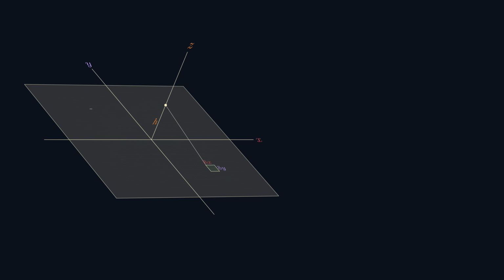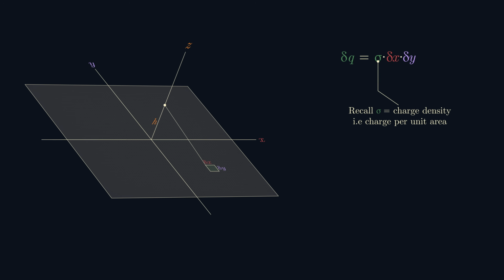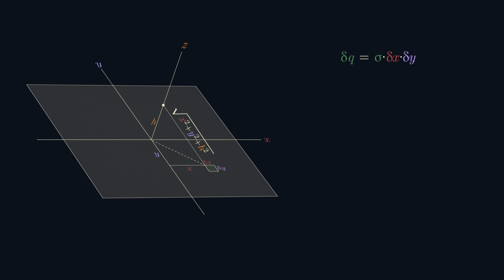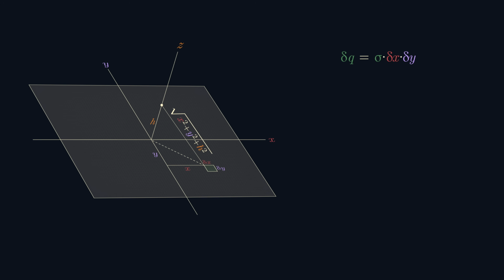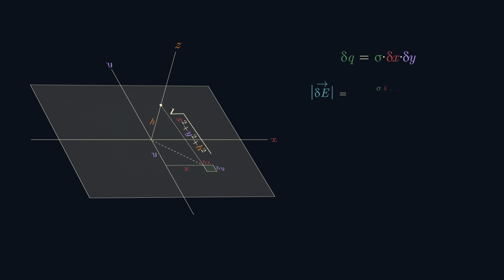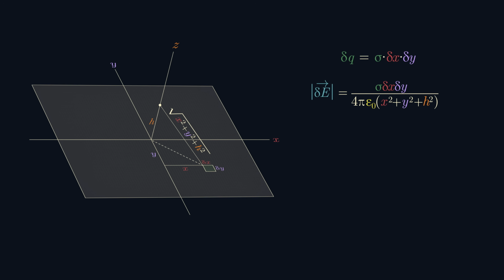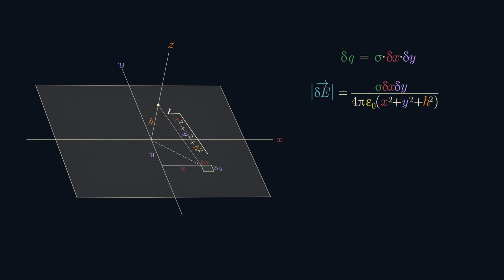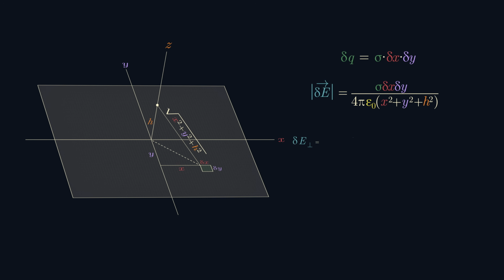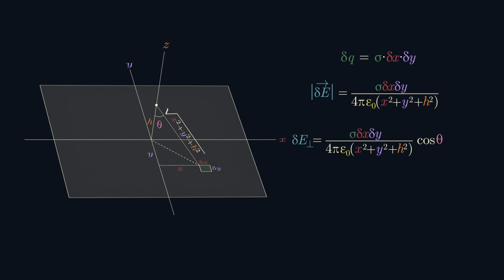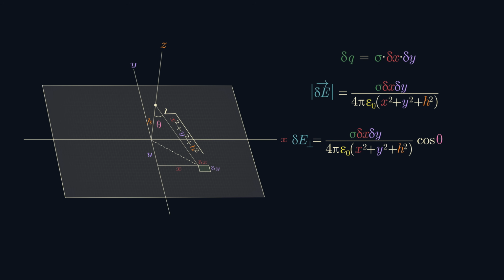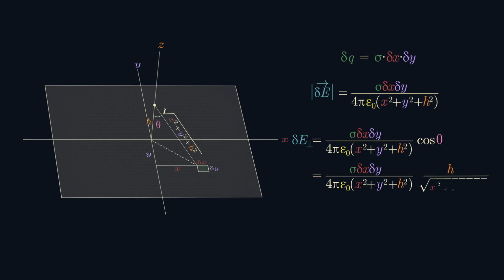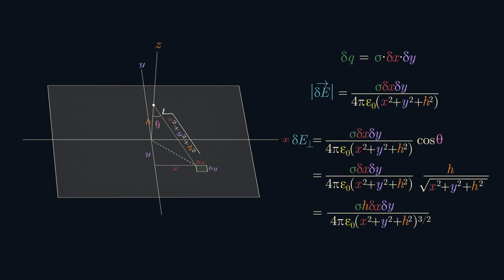The charge of this infinitesimal area is sigma delta x delta y. And we can use a bit of Pythagoras to find the distance from this small area to the point a distance h from the plate. Plugging this into our formula from before, we get the infinitesimal contribution to the electric field. Finally, to find the component of the field perpendicular to the plane, we multiply by the cosine of this angle. Because cosine is adjacent over hypotenuse, we get left with this expression.